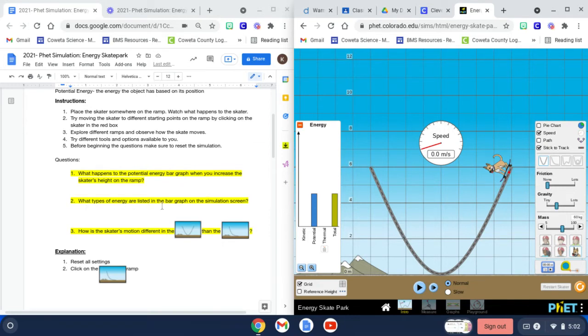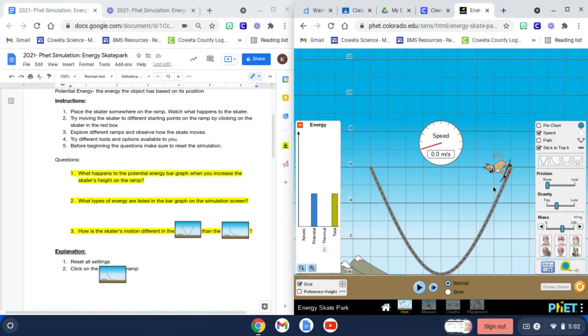Okay, what types of energy are listed in the bar graph? Well, what types of energy do we have here? Which ones match your vocabulary words? Total isn't really a type of energy, okay? Total isn't a type of energy. Total would be the sum.